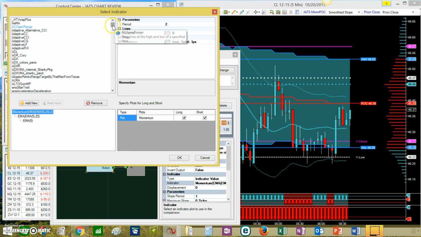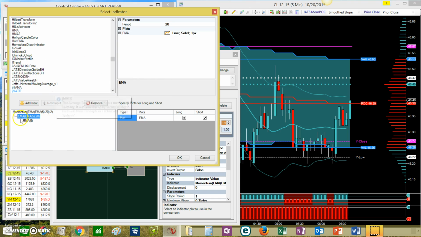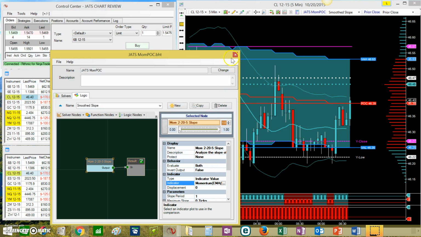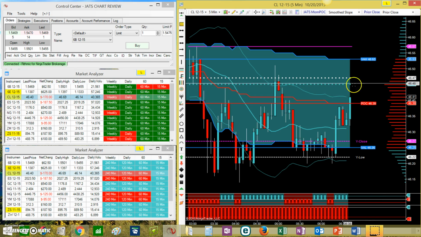I have a momentum, just your standard momentum indicator. I put a 2 period on that. I smooth it. I nest an EMA 20, and then I nest an EMA 5. Very simple, a la William Blau, B-L-A-U. Smooth momentum, and that will get you these turns pretty well.